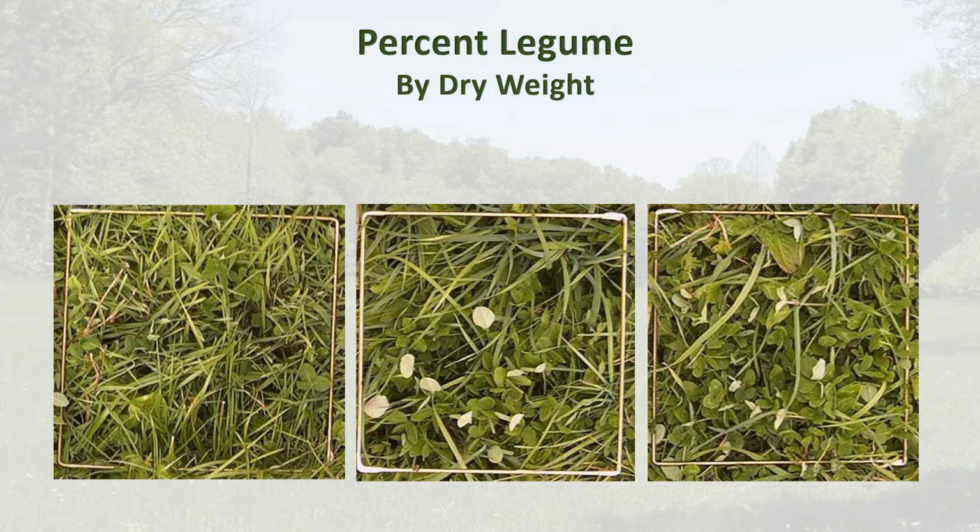Let's use these 3 photos to estimate percent legume. A visual estimation could indicate that the photo on the left is at 10%. The center photo may be 25 to 30%, and the photo on the right shows approximately 50%. If considered as if it had been clipped on site, dried, and weighed, the first one is actually only 6% by dry weight, the middle 15% by dry weight, and the sample on the right 27% by dry weight.